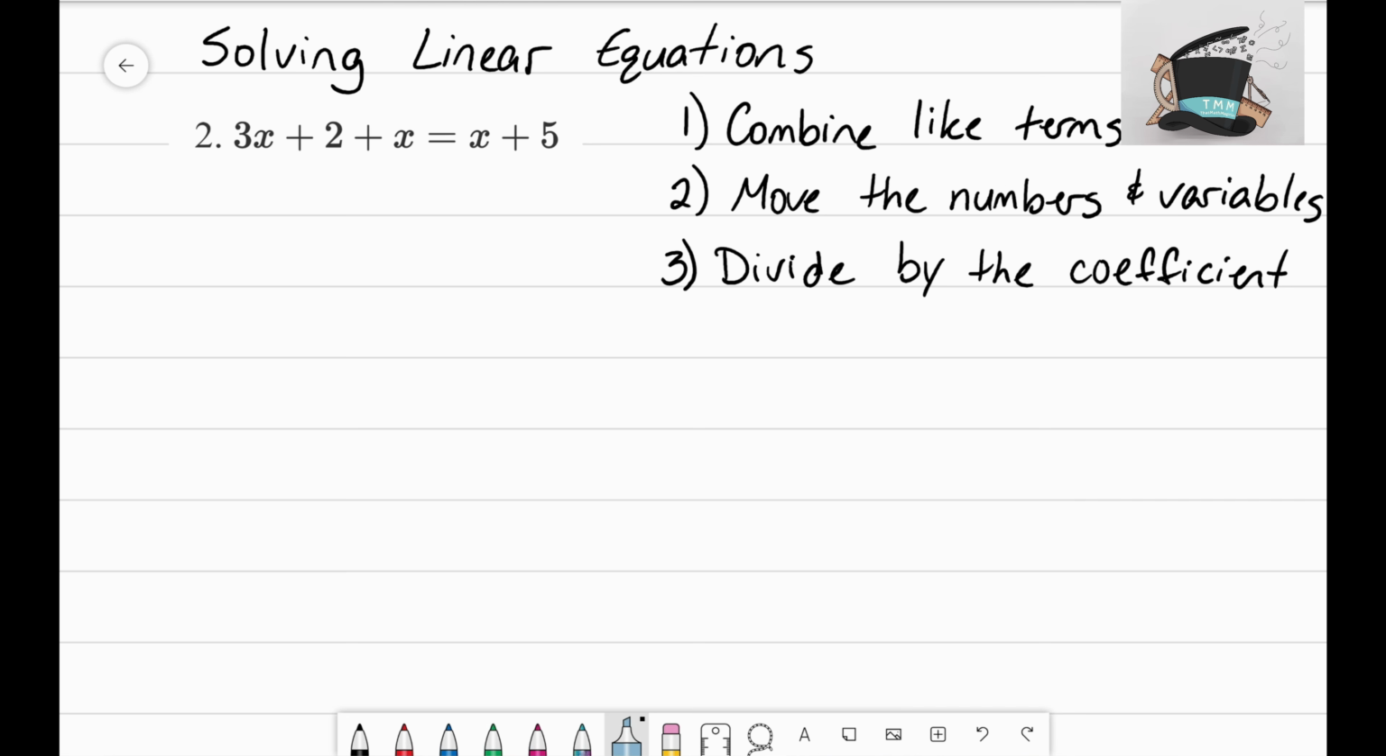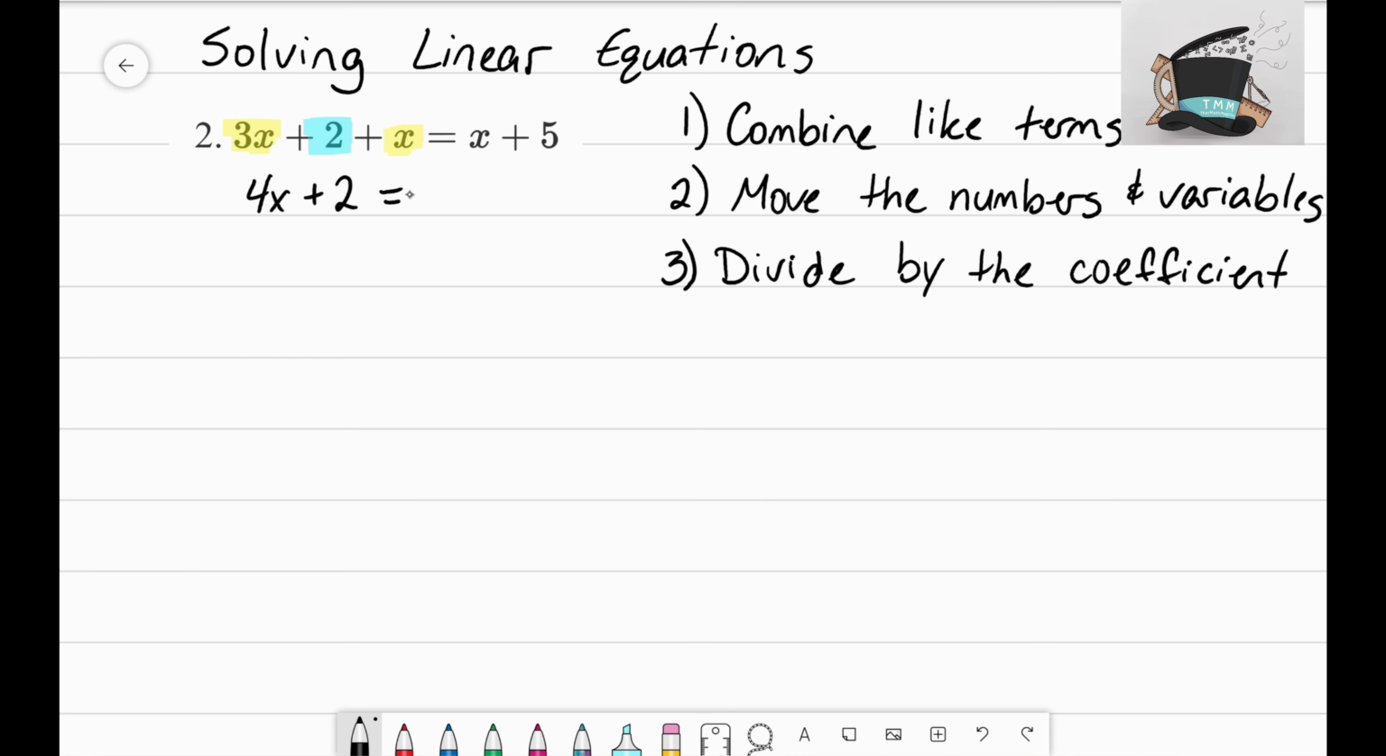So my first step says that I need to combine like terms. I look on the left side of my equal sign, and I'm looking for like terms. Well, I see that I have a 3x here, and I have a 1x here, and those would be like terms because they are both variables of x. So let's combine them. 3x plus x would give me 4x. Now, I still want to look on this left side and see, are there any other like terms? Well, I see that I have a plus 2 here, but I don't have another number on that left side. So I can't combine that number with anything else. So now I just have to bring it down and write plus 2.